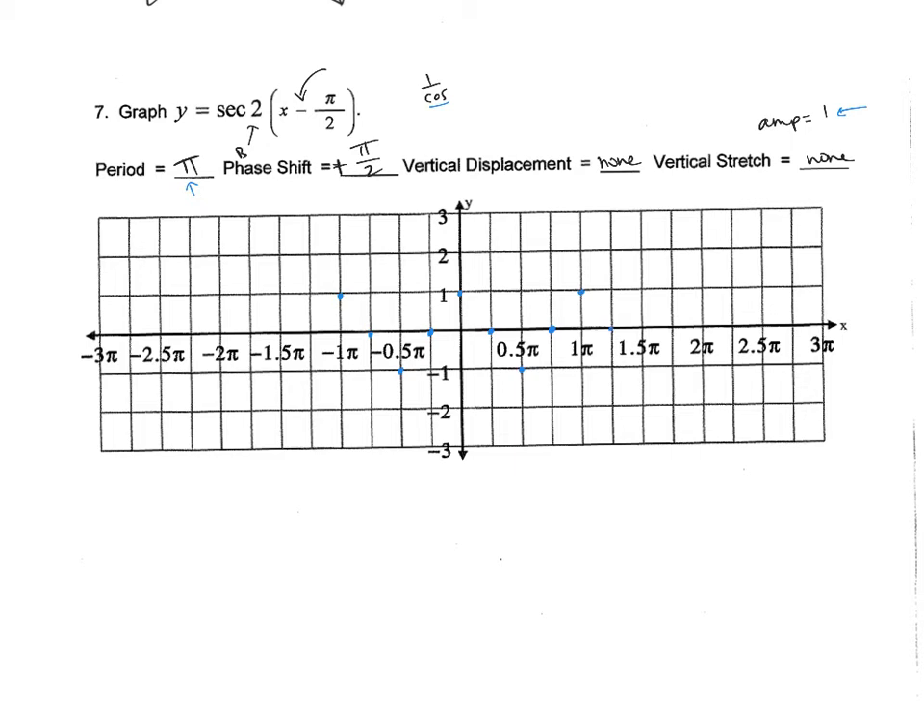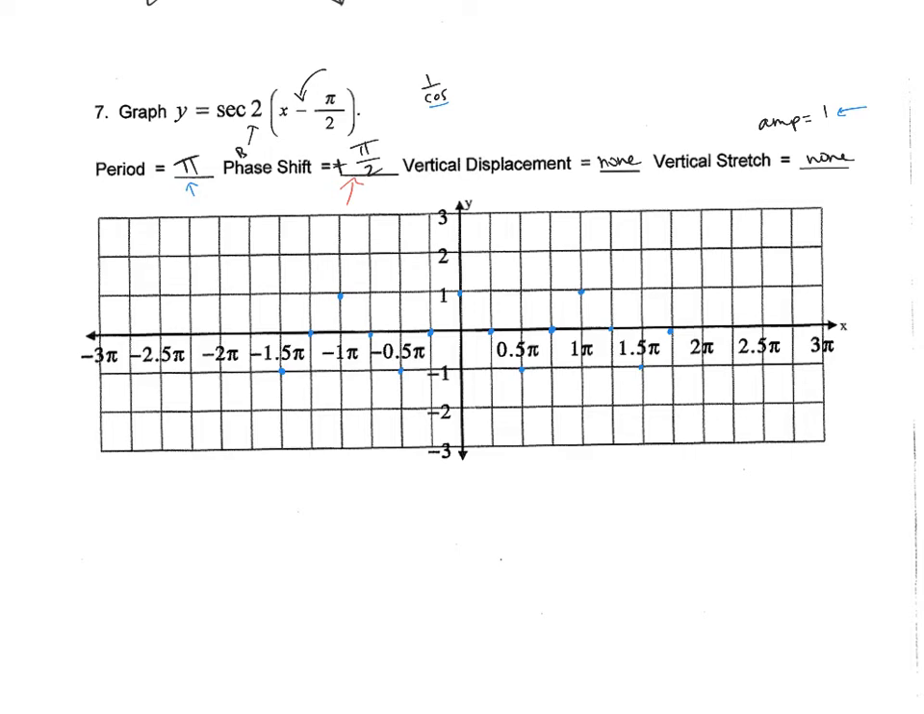I'm going to do a couple more on either side here. Alright, so that would be my original one, but now I have a phase shift of pi over 2 to the right. I was using yellow before for my key points, but I'm going to use red because it's a little easier to see.